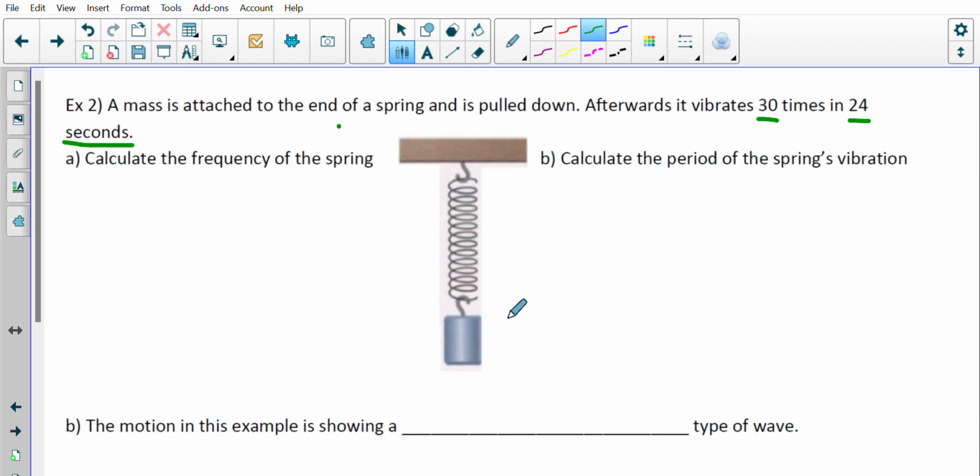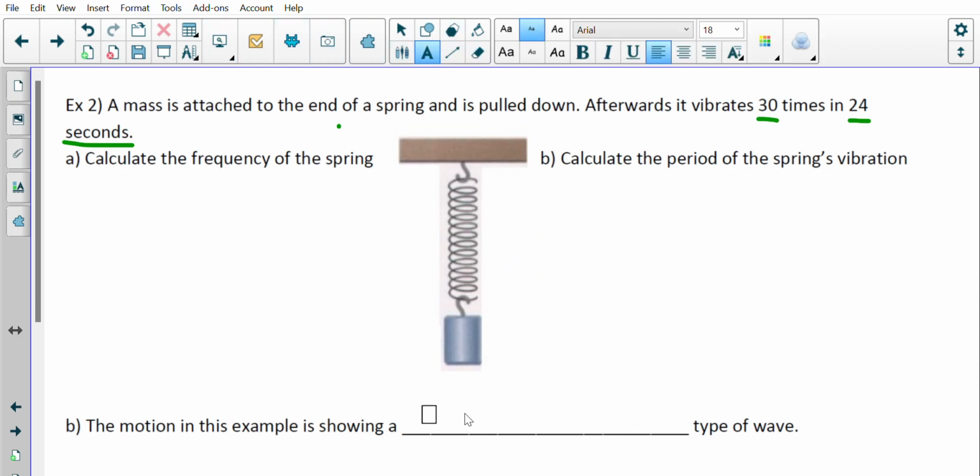All right, so again, this spring is going to be moving up and down. You can look at it again like a bungee cord. And so you're going to have compressions and stretches in this spring, or compressions and rarefactions, I guess they call them. But the resting position is up and down, and the spring is going to move up and down. And because of that spring moving up and down, that makes this a longitudinal type of wave.